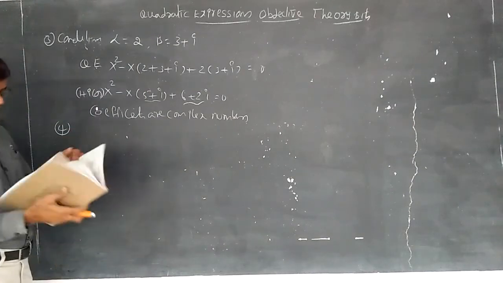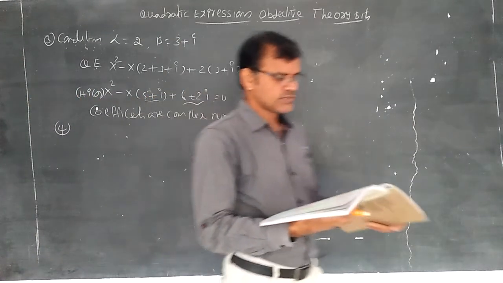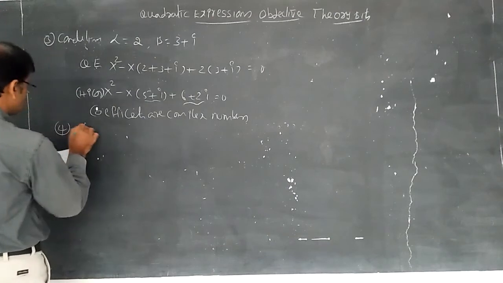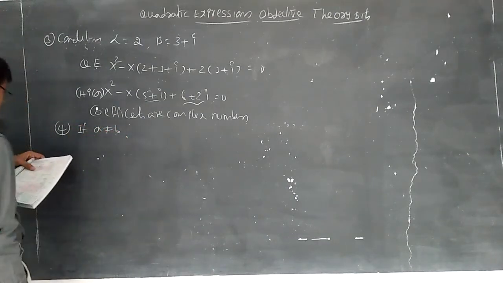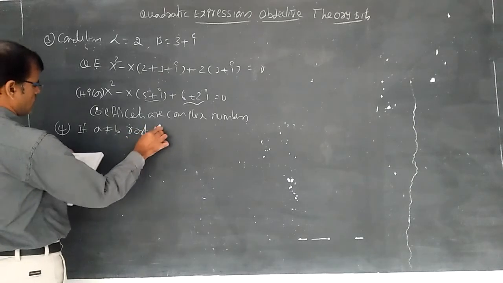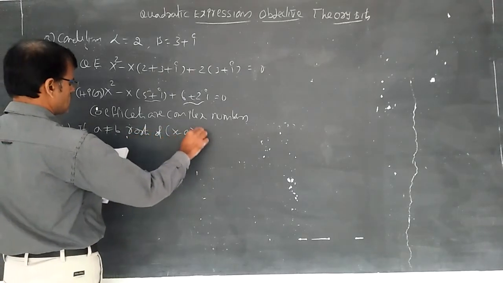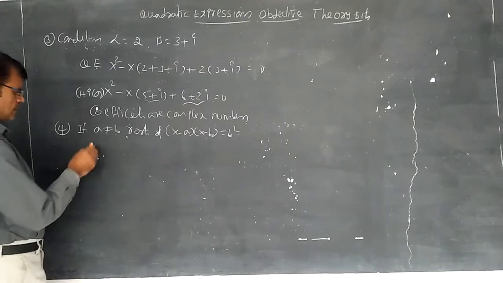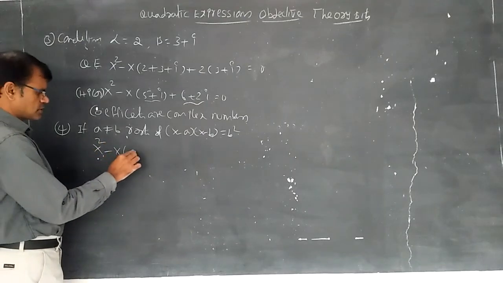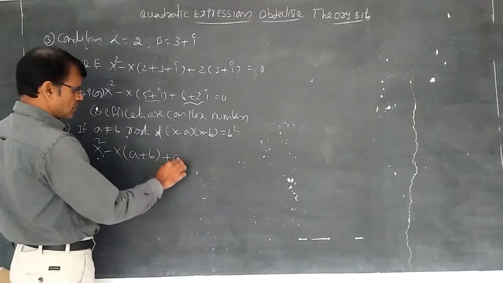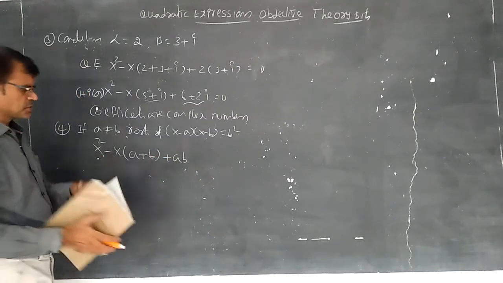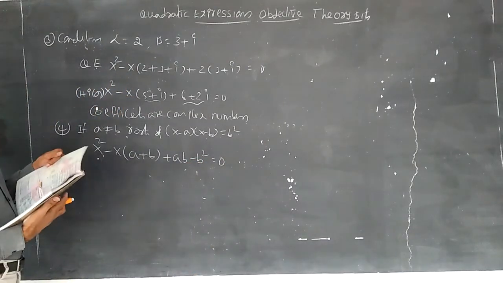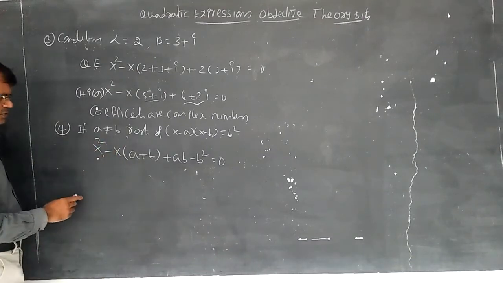Now, fourth question. So this is the fourth option for the third question. Fourth question: A not equal to B is the condition. The roots of (x minus A) into (x minus B) is equal to B square. Multiply like this: x square minus x into (A plus B) plus AB minus B square is equal to 0. A not equal to B. He is asking about these roots.